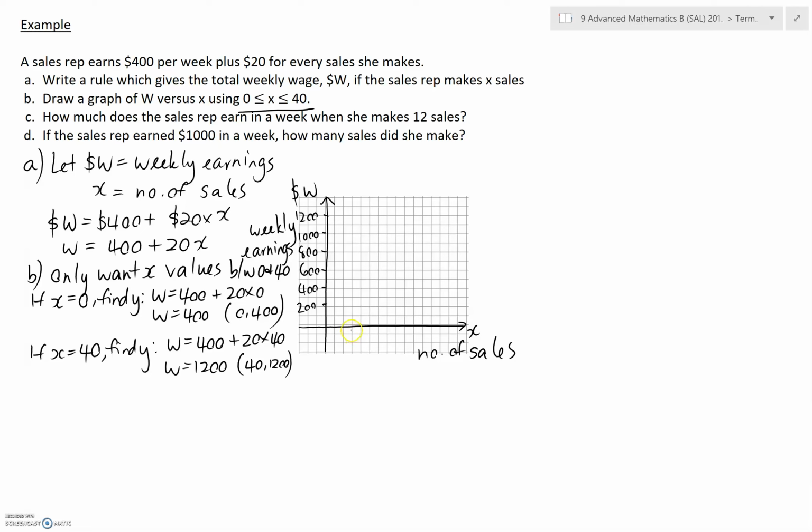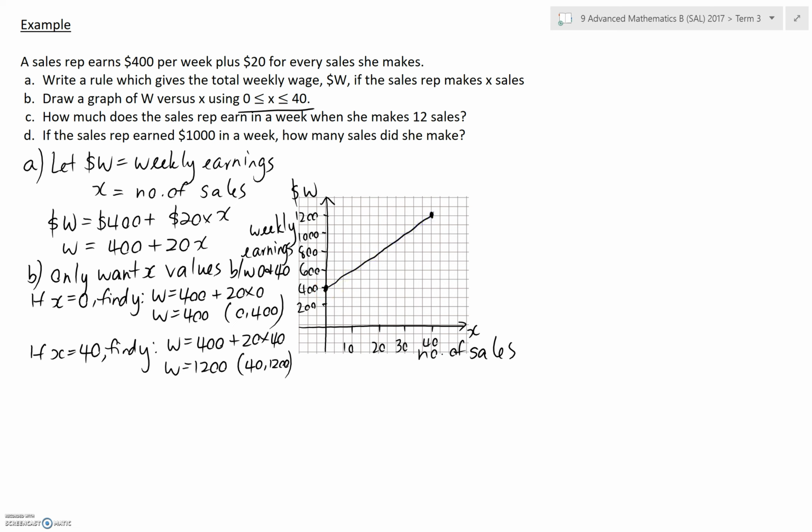Okay, now I'm going to go up in tens on this axis, just because it's easier, and I'm only going to go up to 40 because I really don't care about it after that. That's what I'm interested in here. So our first point is (0, 400), and our second point is (40, 1200), so that's going to be there, and you're simply going to join a line between them.